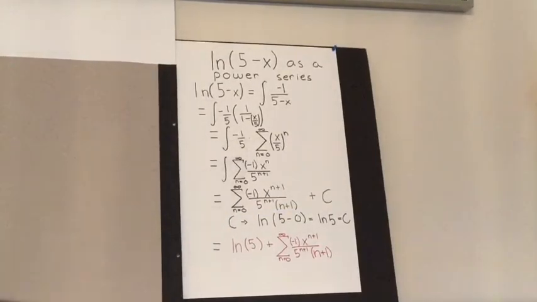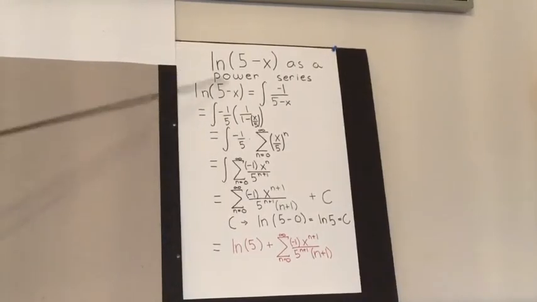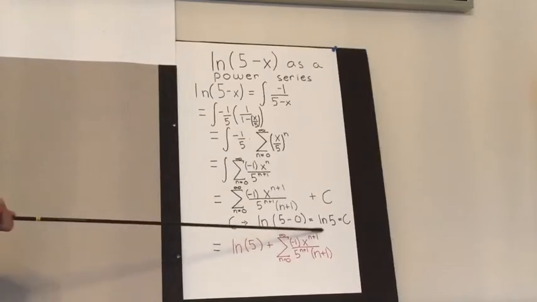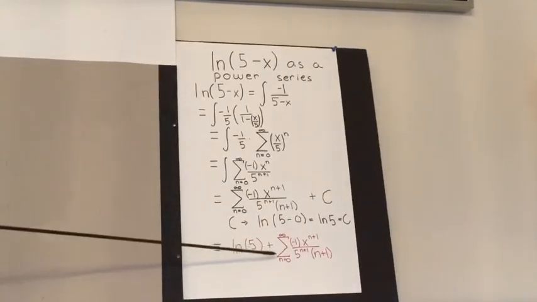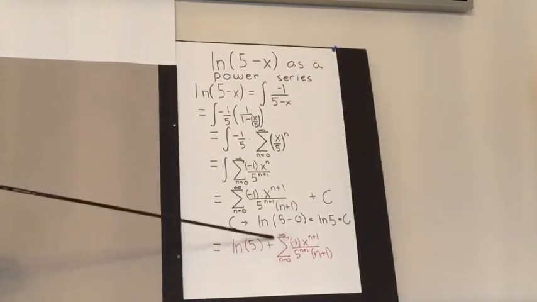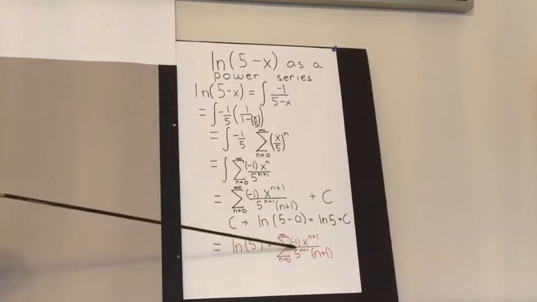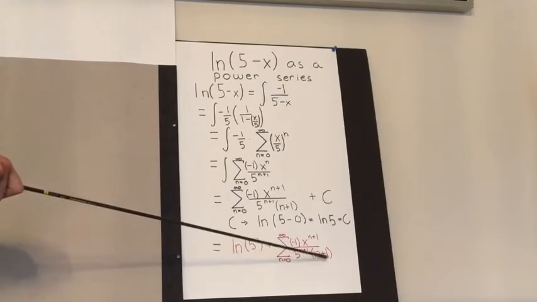So how do we find c? C is just found by plugging in x equals 0 to the original function. So we get ln of 5 minus 0 equals ln of 5, and that's c. Simple enough. So we get ln of 5 plus the sum from n equals 0 to infinity of -1, x to the n plus 1, divided by 5 to the n plus 1, and n plus 1 again on the bottom.